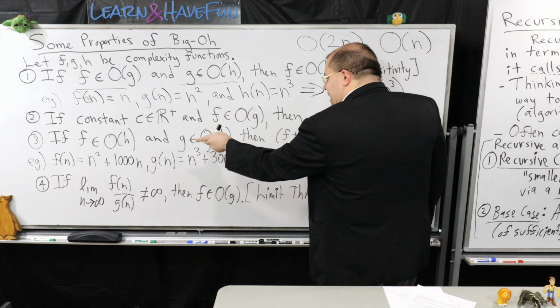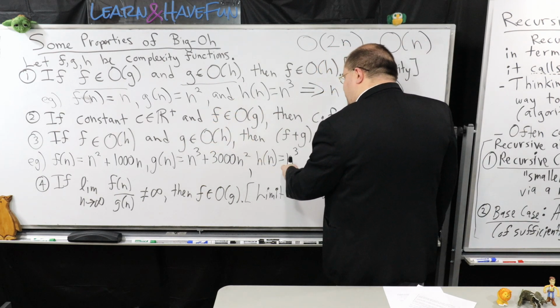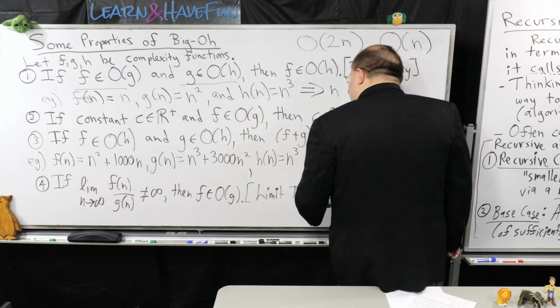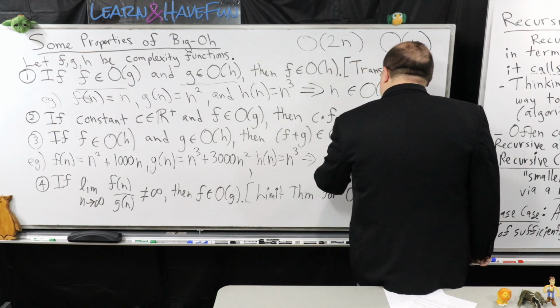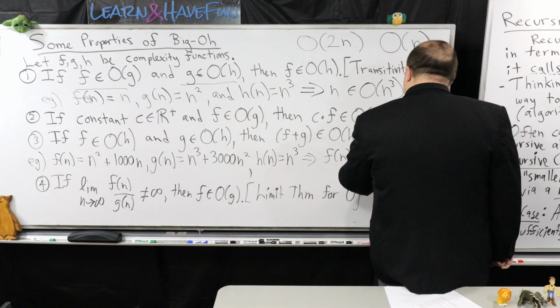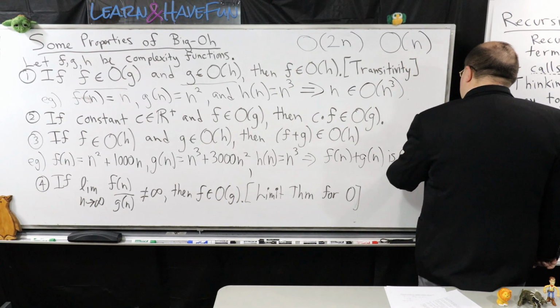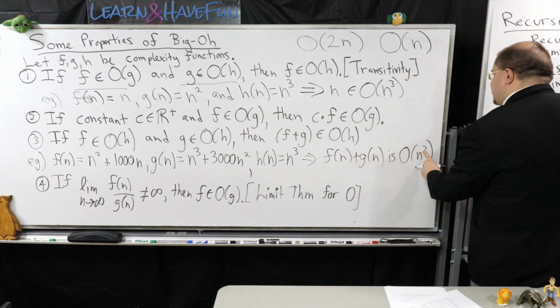Because you can prove that f and g are both big O of n cubed. So what this is saying is that if I sum these two, that's big O of n cubed.